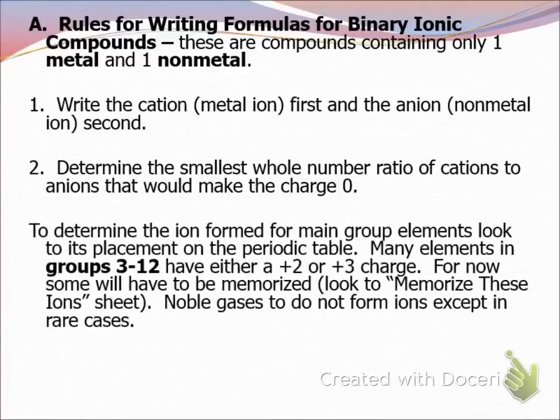Determine the ion formed in the main group of elements. Look for its placement. Remember, many of our transition elements can have multiple charges through groups 3 through 12. So you're going to have to just memorize these. That's where we had them on the sheet. The good thing is it's going to give you a Roman numeral to be able to tell you which one you have.